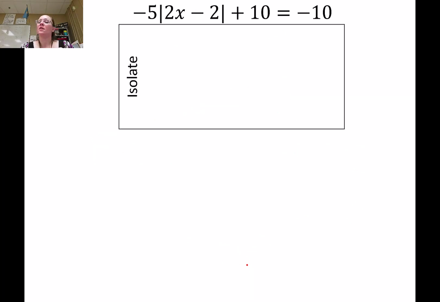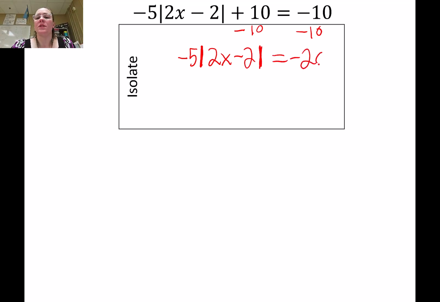All right, we're going to get a little more here. I've got two things outside the absolute value. I've got negative 5 and 10. So I'm actually going to undo both of those in order to isolate the absolute value. So first one I'm going to isolate is I'm going to move the minus 10. So that gives me a negative 5 absolute value of 2x minus 2 equal to a negative 20.